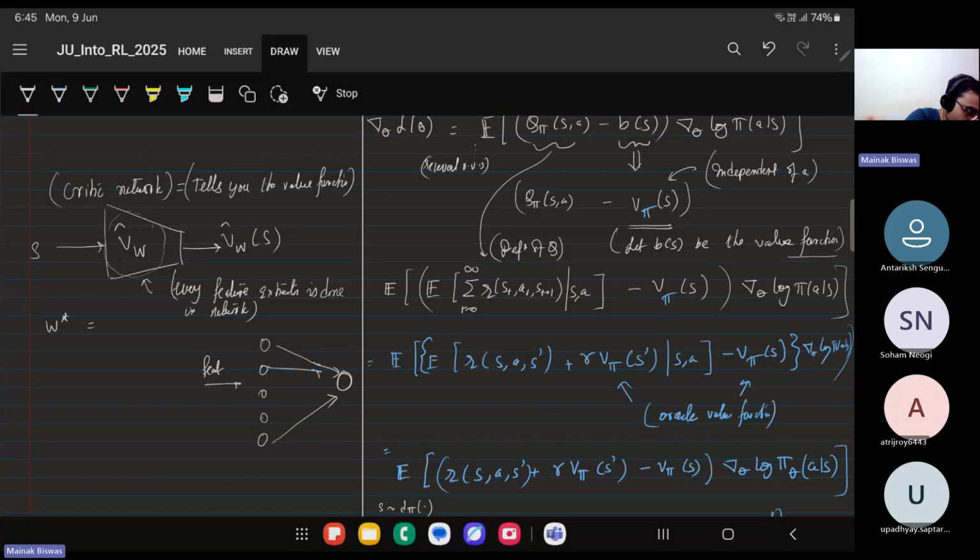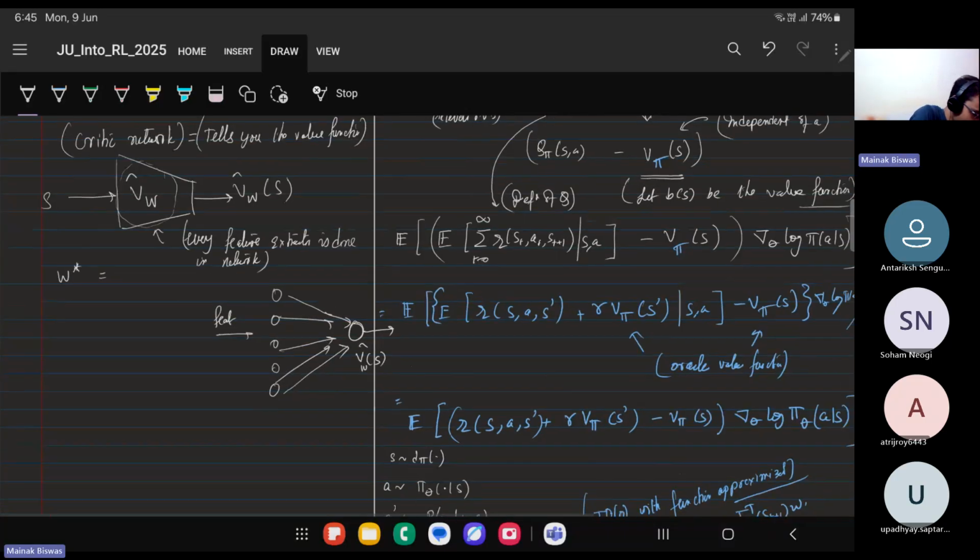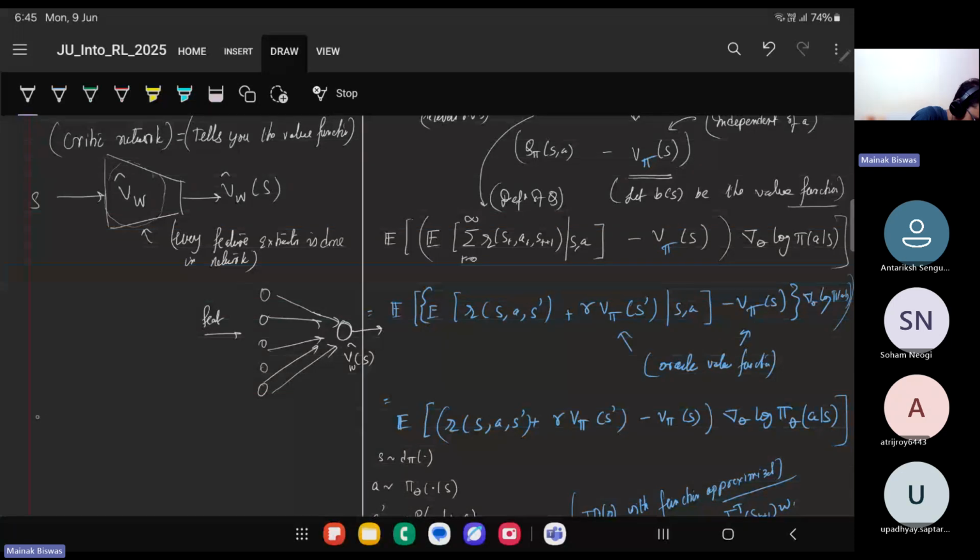Let's see how to do that. You will have all these features and one node will output in a neural network the value of the value function. We have done this in class before. So W star will be obtained from the argmin of the real value function minus VW, the D norm. Remember?